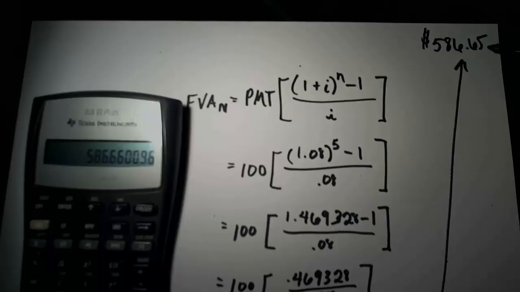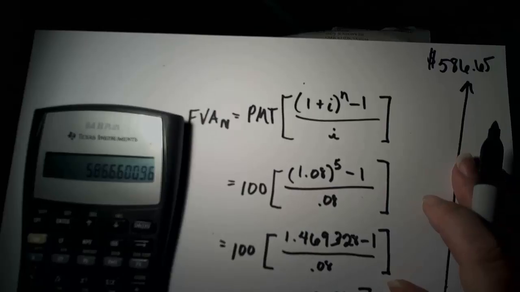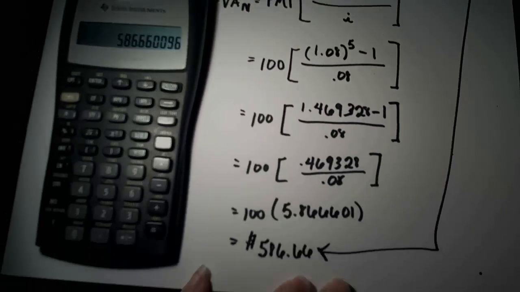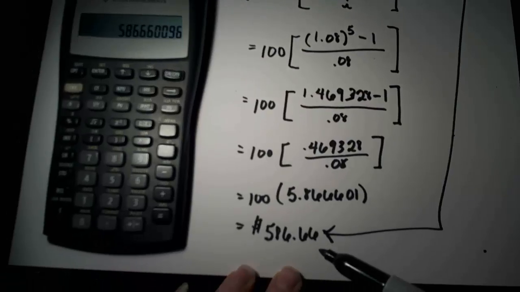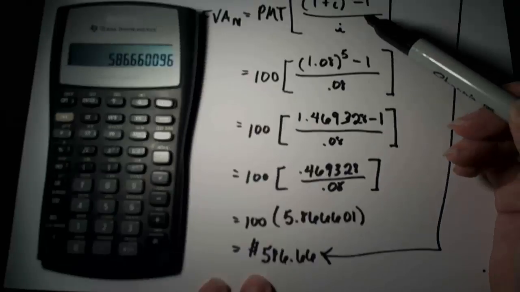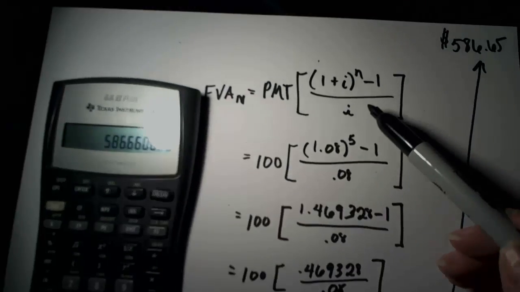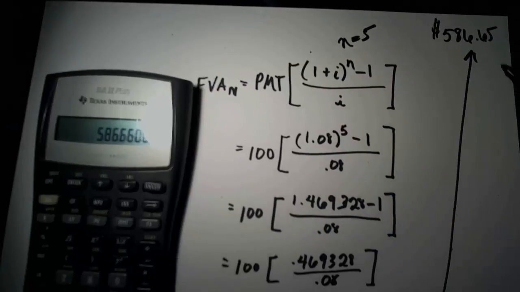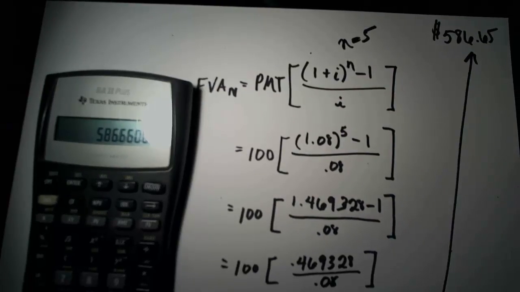That's just from doing this manually versus using a calculator, so there may be a penny difference or something. I don't care about that a whole lot. But we've got our final calculation down here of 586, using the more complex formula with n equal to 5, and this was the manual number, 586.65.